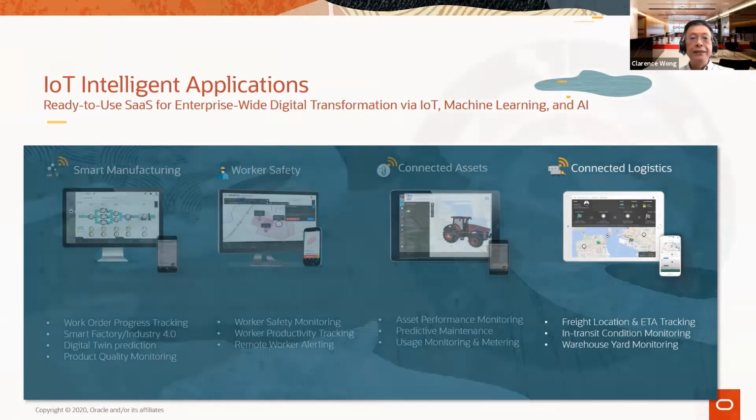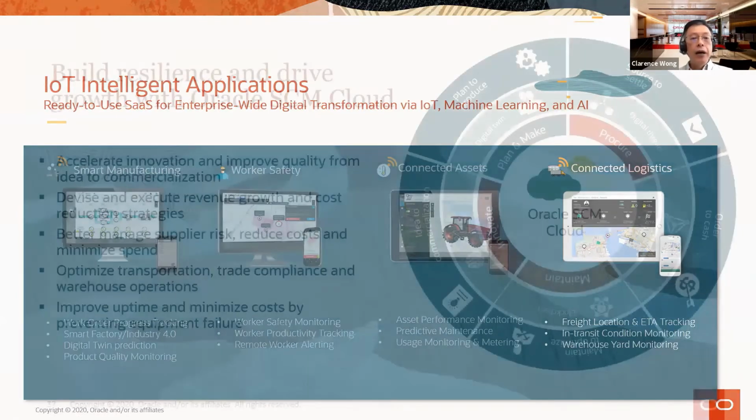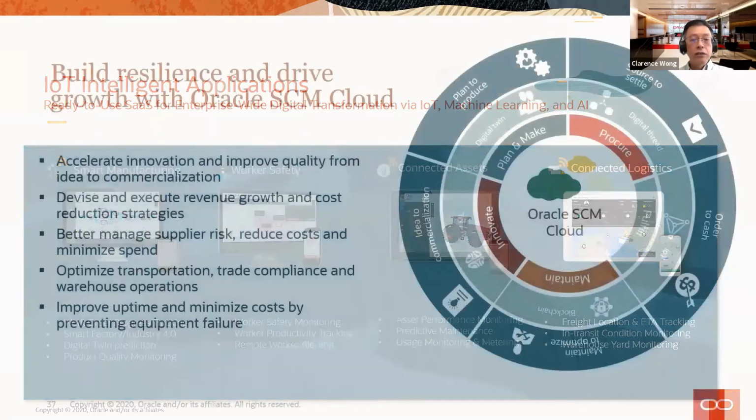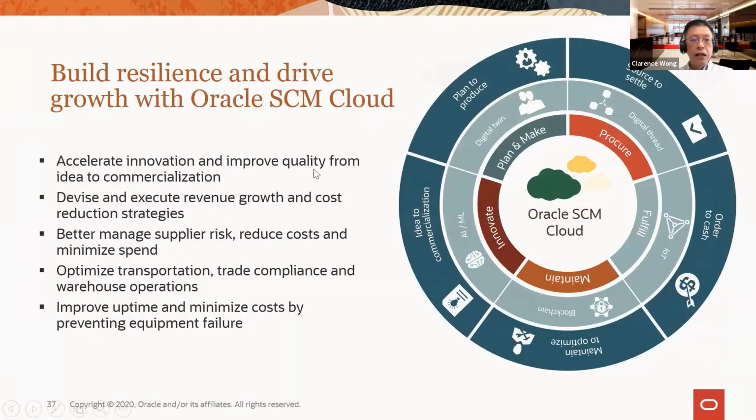So we, from Oracle, deliver Oracle's supply chain cloud, with consideration for helping customers accelerate innovation and improve quality from idea to commercialization. We help companies design and execute revenue growth and cost reduction. Other things are optimizing supply risk, transportation, and preventing equipment failure.